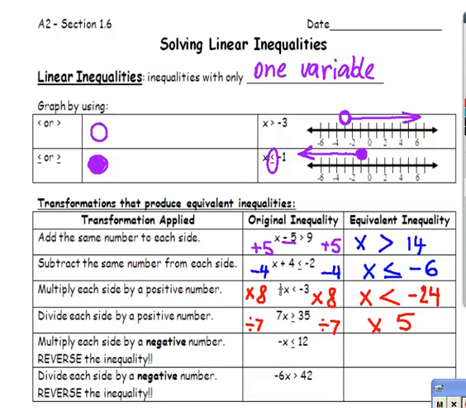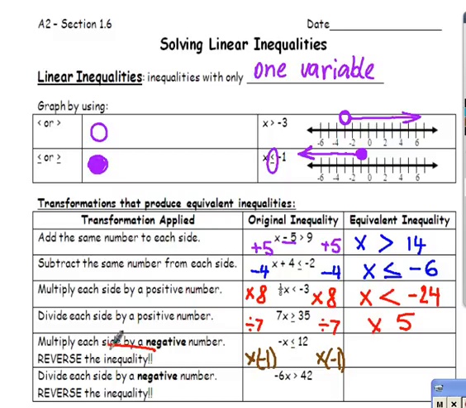Now we have -x is less than or equal to 12. And now this is one of very few differences between equations and inequalities. With equations we do not have to worry about it. We just need to multiply by a negative number, by -1, and that's it. When we have an inequality, we have to remember to flip the sign. Very important.